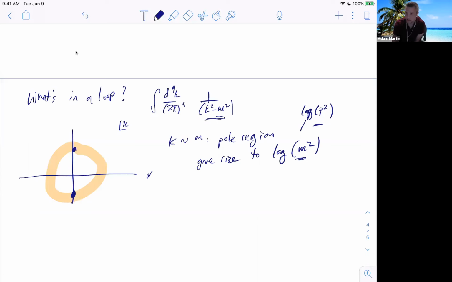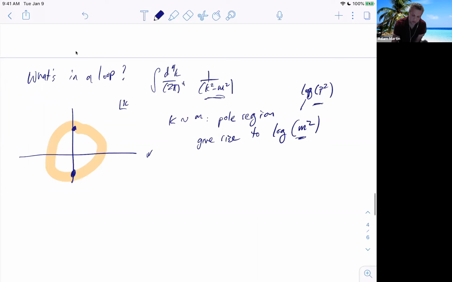Right? That's not super high momentum. That's momentum around here. If I go to this super high momentum, K is much larger than M. I can expand that denominator. This is going to be 1 over K squared, 1 plus M squared over K squared. No poles, right? I'm thinking way out here now. This is all analytic in any of the external parameters, in masses and external momentum.